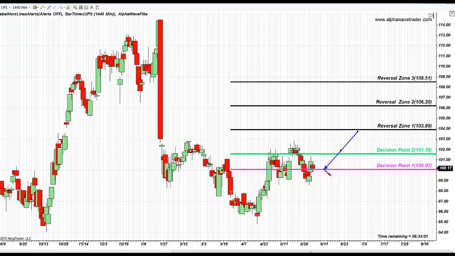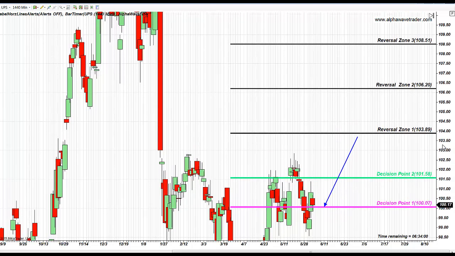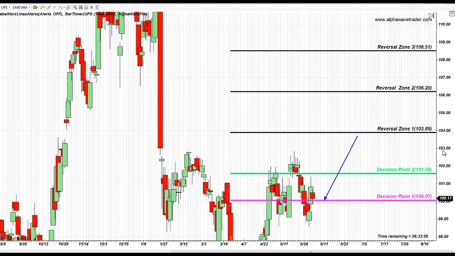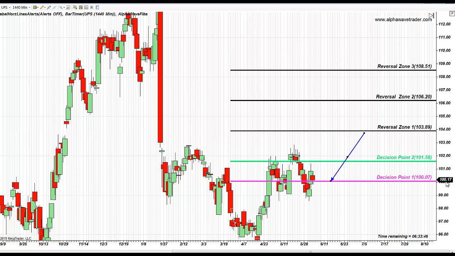UPS, selling pressure to the downside. If you can buy as low as possible, if you know the rules, this would be the place to enter the position. Nowhere near this level. Rules are met, take a trade. Rules are not met, do not touch UPS. And that remains the key.